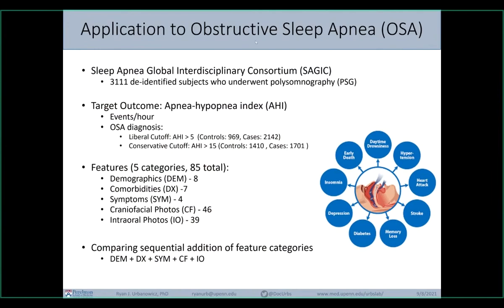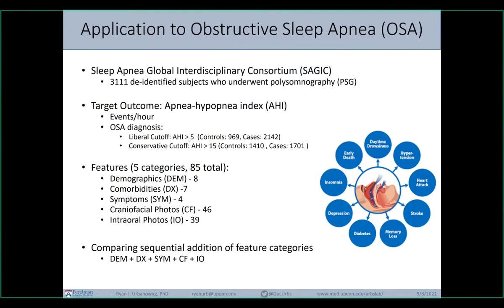This data set came from the Sleep Apnea Global Interdisciplinary Consortium, or SAGIC. It included over 3,000 de-identified subjects who underwent polysomnography, or PSG. And our target outcome here was the Apnea Hypoxia Index, or AHI, which measures events per hour. And basically we looked at two different cutoffs, a liberal and a conservative one, of either AHI greater than 5 or greater than 15, just to see which one would be more predictive.